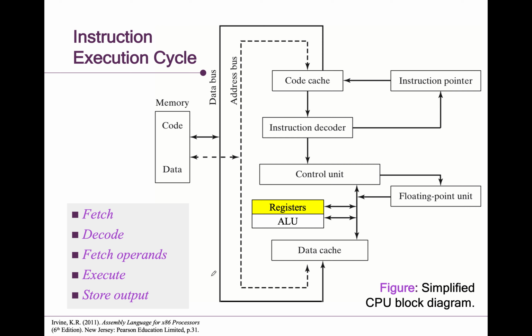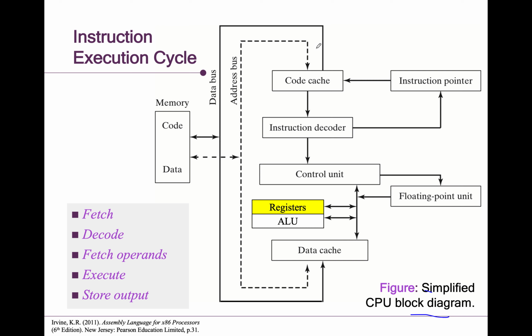Okay, this one is under your instruction execution cycle, which is for your CPU block diagram. This is simple, right? But of course, you're going to see, this is not simple. You have many things inside. Basically, this is inside your CPU. You're going to have your code cache, instruction decoder, control unit, your registers and ALU. What is basically happening when you have your programming?